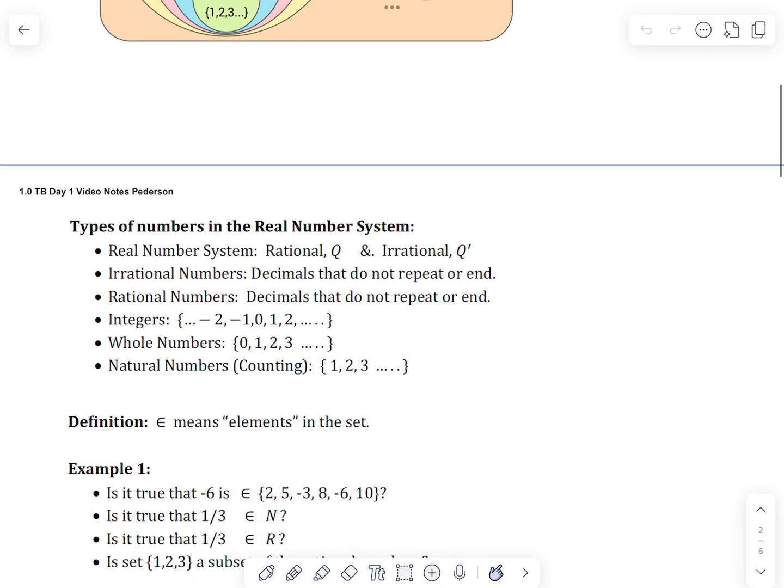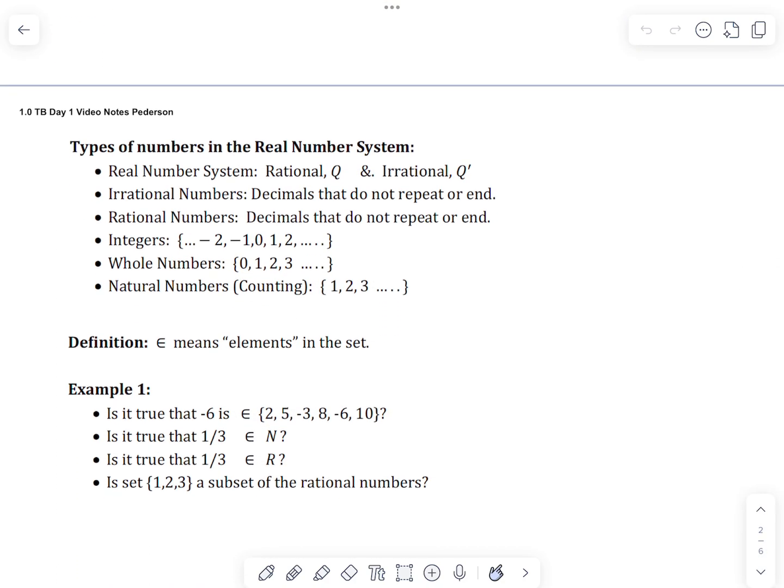And then in the box below here is that same image. So irrational numbers have decimals that do not repeat and end. Rational numbers are decimals that do repeat or end, so just cross that out.